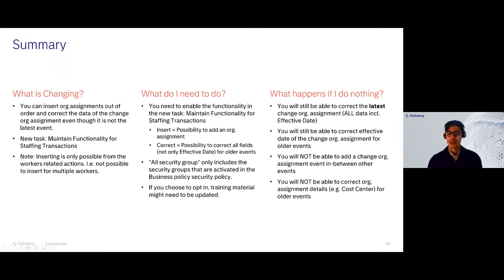In summary then, you can now insert and correct the data of the change org assignment event. You need to enable this feature using the new task. And if you choose to not enable this, you will still be able to make some corrections within the limitations as before. For instance, that you could correct the effective date. You can also correct the latest event. So for instance, if I were to correct the 1st of January 2023, I would be able to update all of the values there.